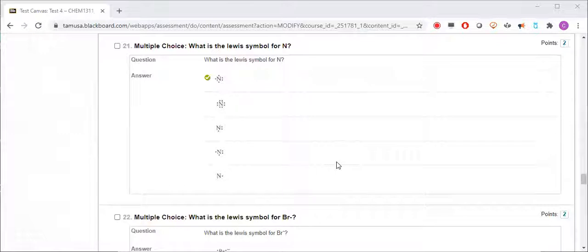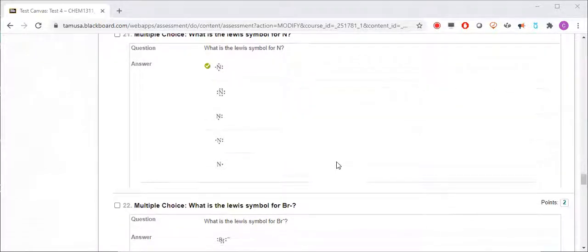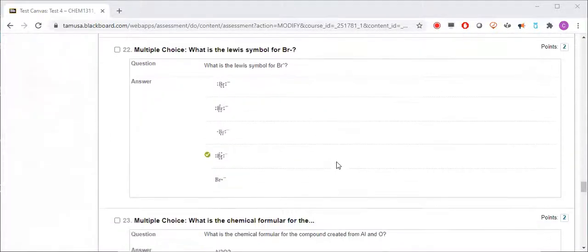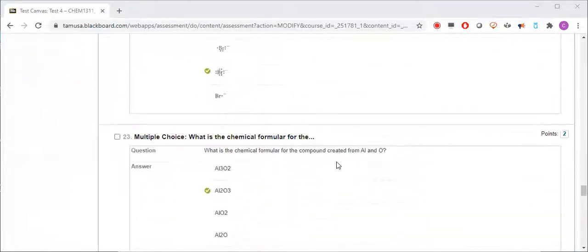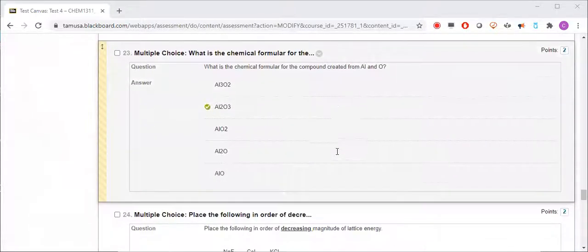What's the Lewis symbol for N? N has 5 electrons. So we have to pick the one with 5 electrons. Br minus has 8 electrons. So we pick the one for 8 electrons.